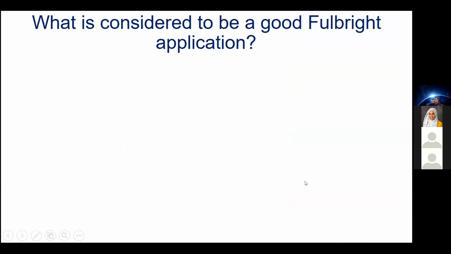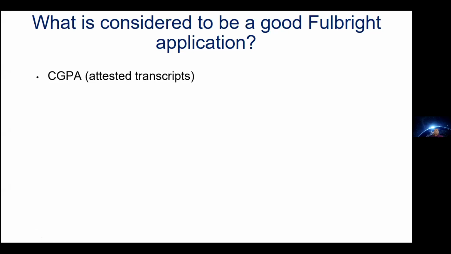And next, what is considered in a good Fulbright application? The first thing, you have to have a very excellent academic background. That is the number one priority. So keep in mind when you are applying for the Fulbright, all of your transcripts should be attested. But keep in mind that at the time of application, the attestation is not mandatory. So you just scan your transcript and attach it in the online portal.